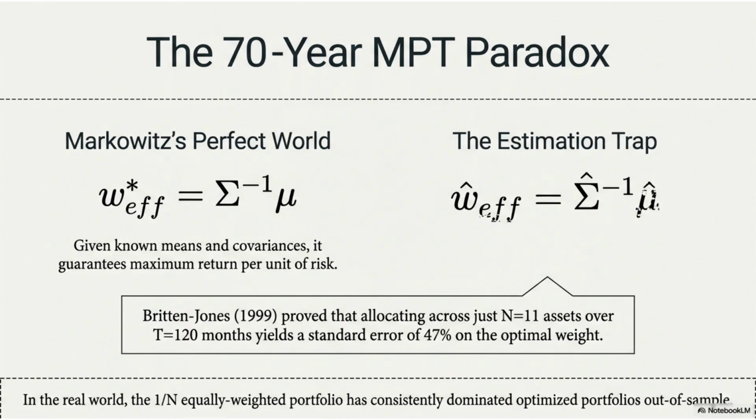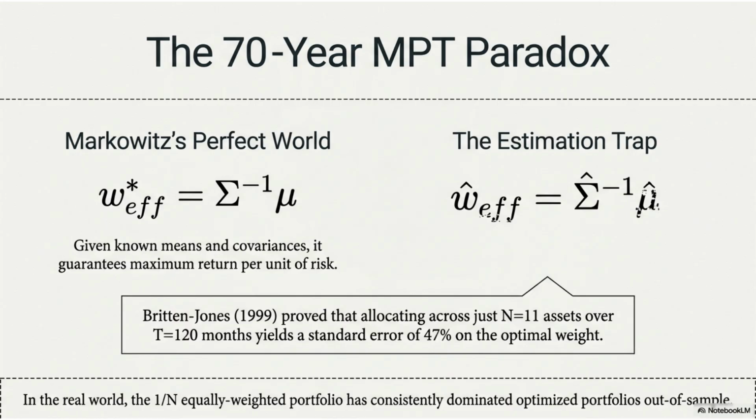It does. And the authors highlight a really brutal example of this from a 1999 paper by Britton-Jones. So picture this. An investor tries to allocate wealth across just 11 country indices using 120 months of data. Okay, so an N of 11 and a T of 120. That is a complexity ratio of 0.09. That barely registers on the complexity scale.